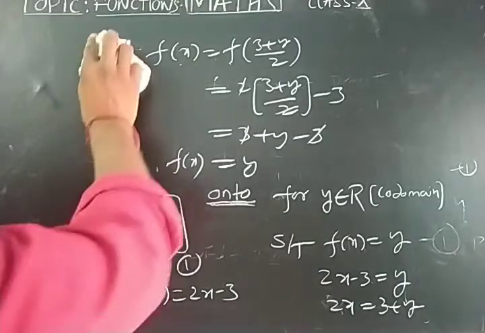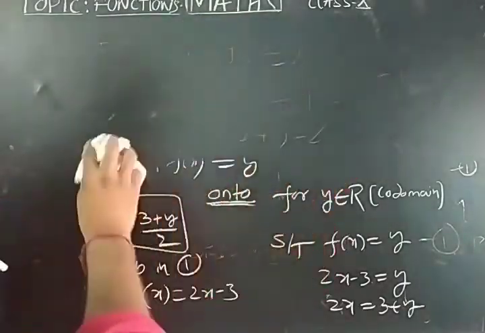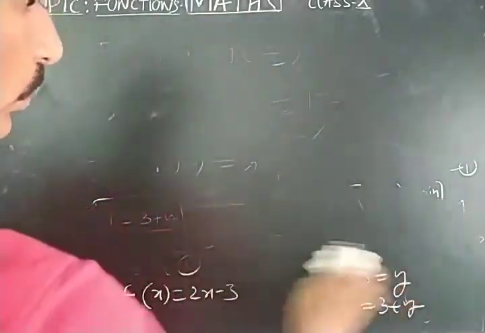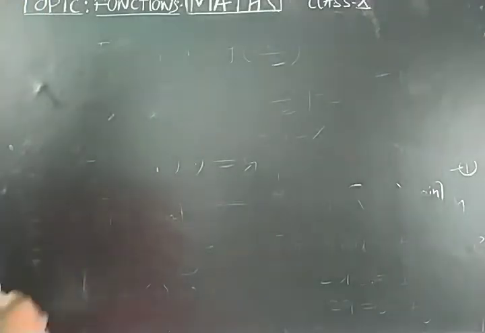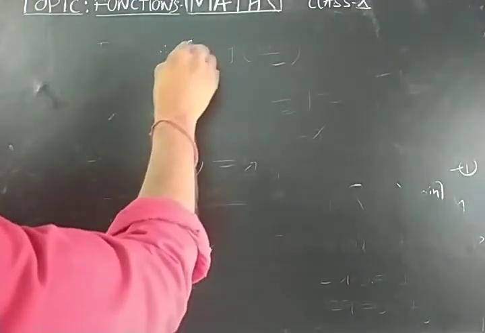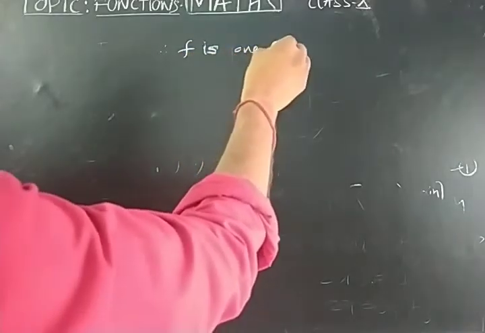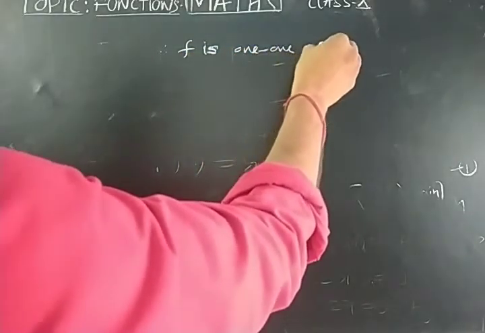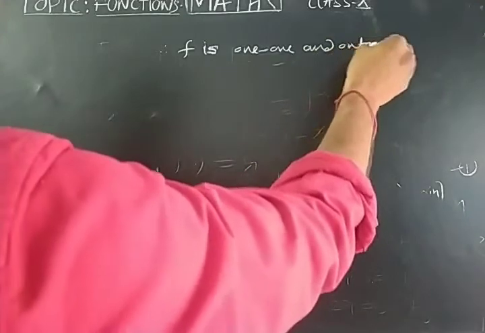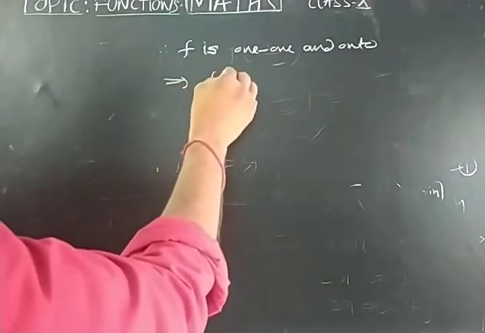Okay. So clearly the given function is onto and 1 1. Therefore f is 1 1 and onto. That implies f is bijection.